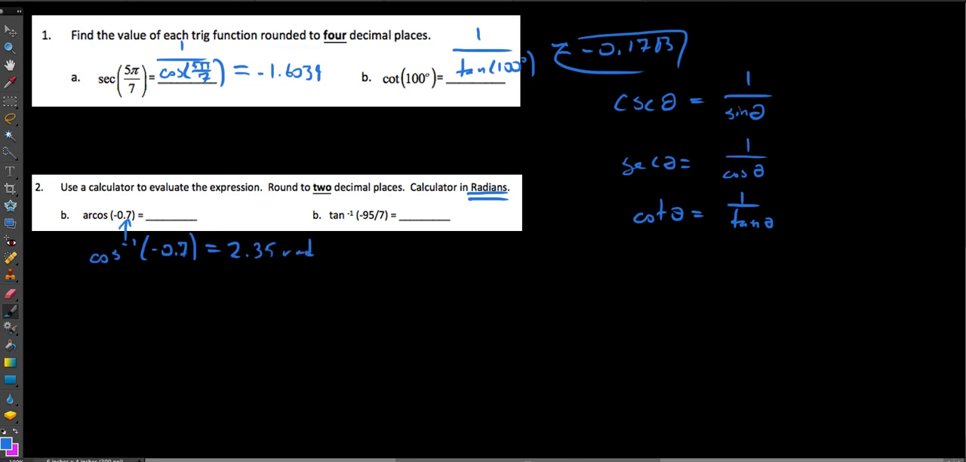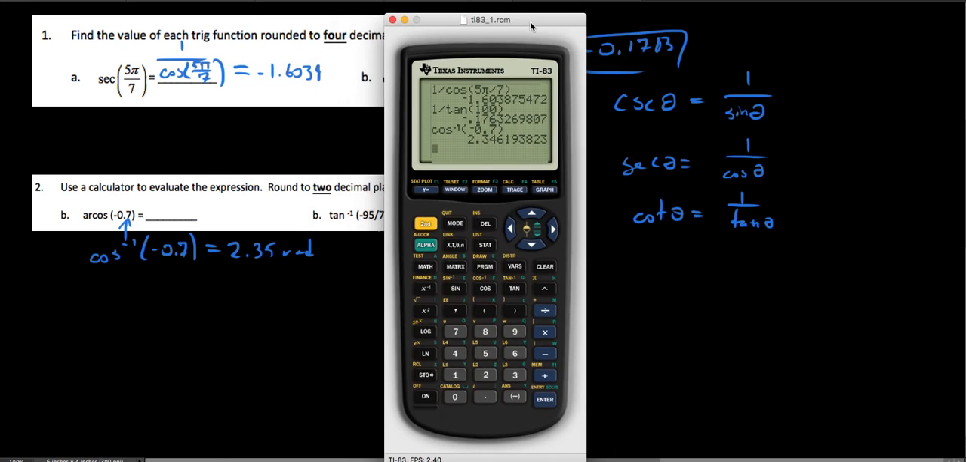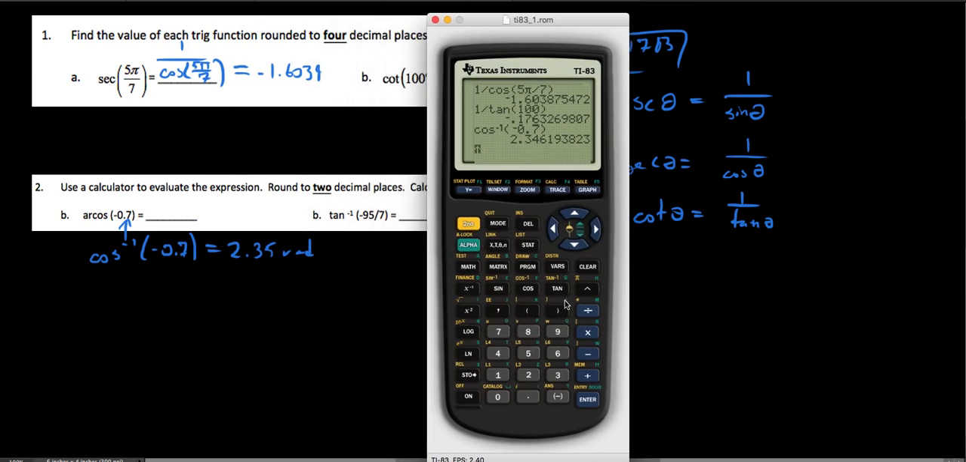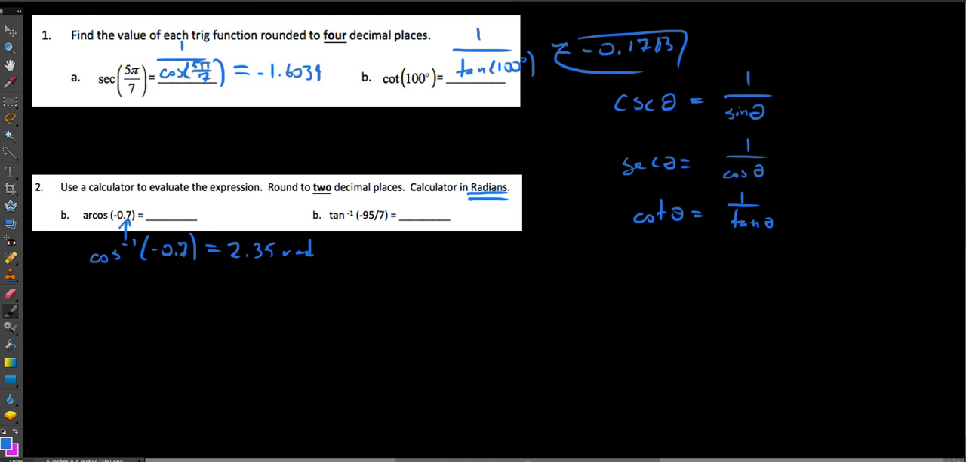And then how about over here, tan inverse of this negative 95 sevenths. Well, shoot, arctan of negative 95 sevenths. It's plug and chug. We get about negative 1.50 radians, so negative 1.50 rad.